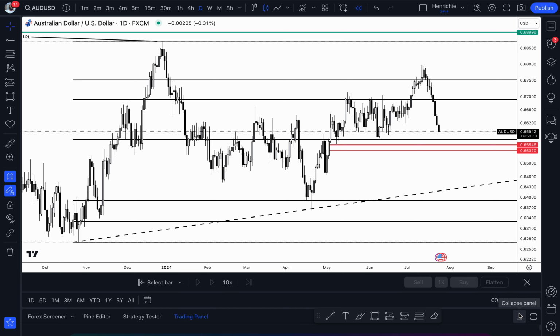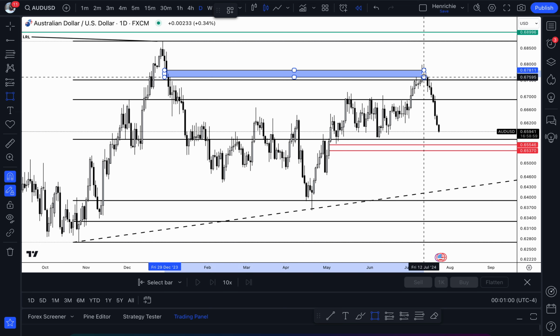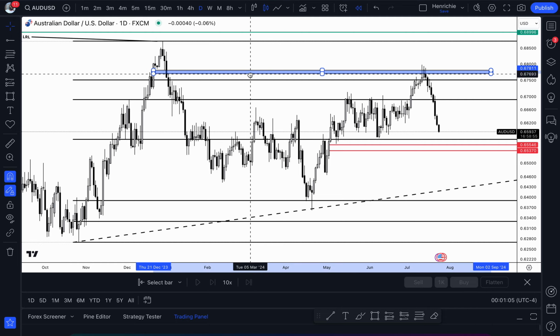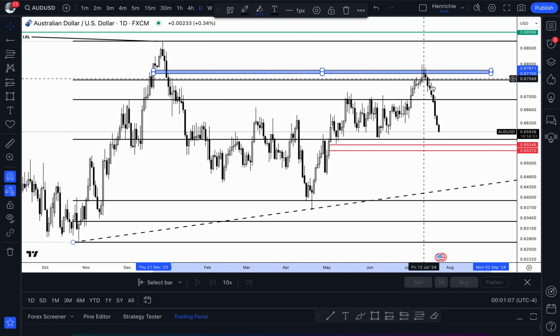Looking at the current price action on AUD US dollar, you can basically see that on the intraday levels, price has been going to the downside. After mitigating this inefficiency resting right here on the daily time frame, you can see that very clearly. After that mitigation, price has been coming to the downside.